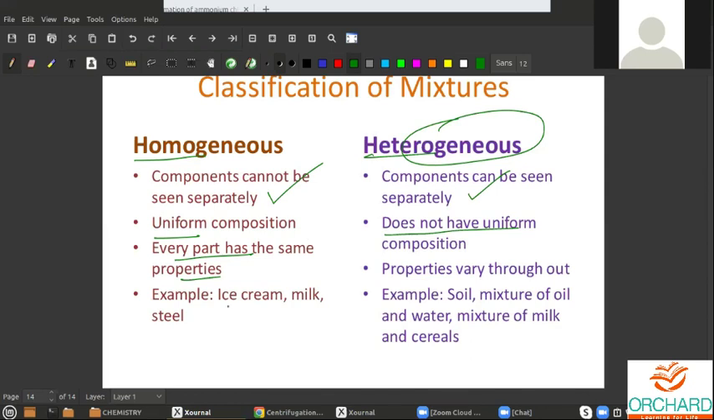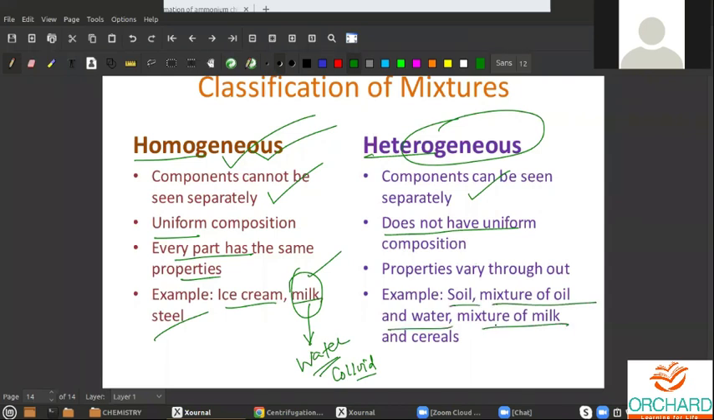Some examples are ice cream, milk and steel. When you have pure milk, it is a homogeneous mixture. But when you mix milk with water, that is a different mixture. We will see it as a colloid, which we'll learn later. Just remember, pure milk is a homogeneous mixture. Examples of heterogeneous mixtures are soil, a mixture of oil and water, a mixture of milk and cereals, etc. You can go on adding.